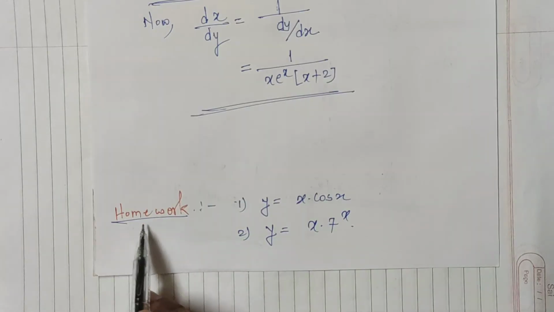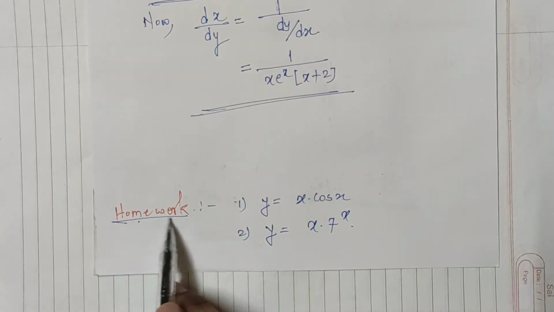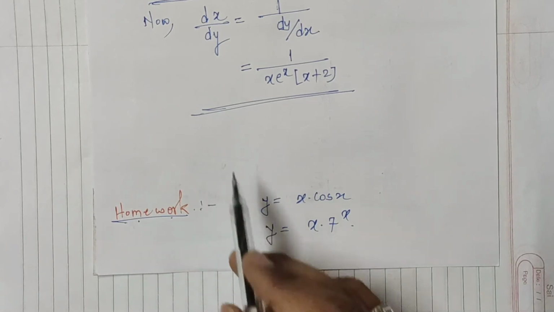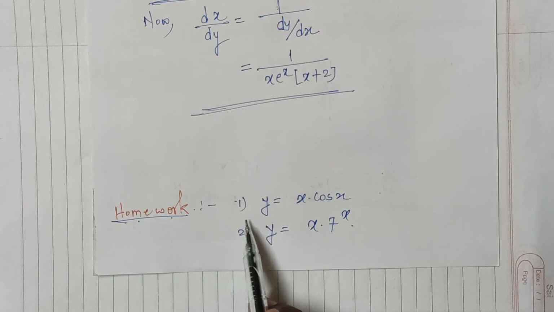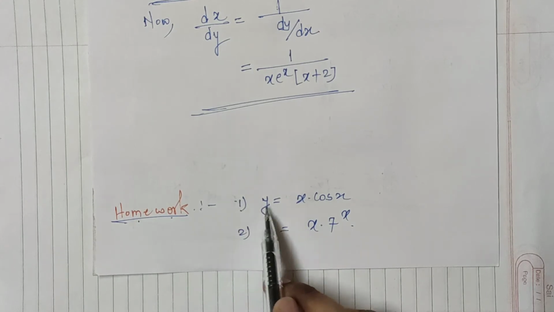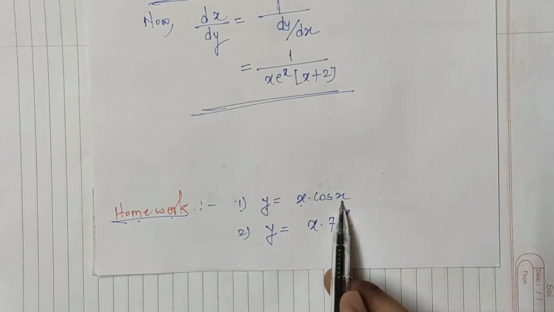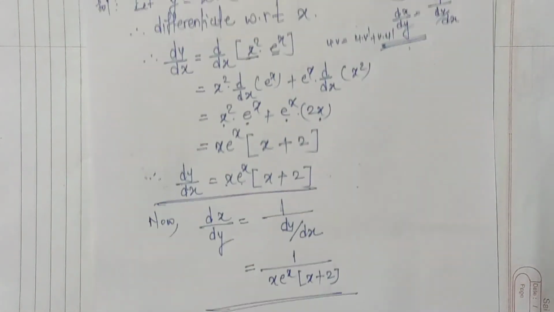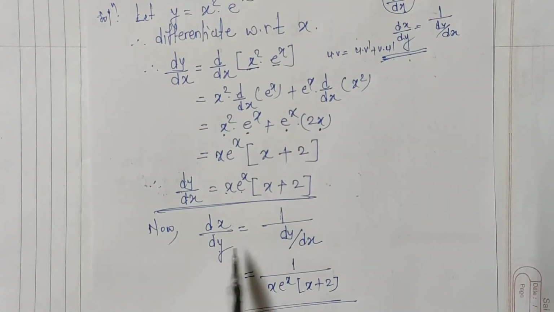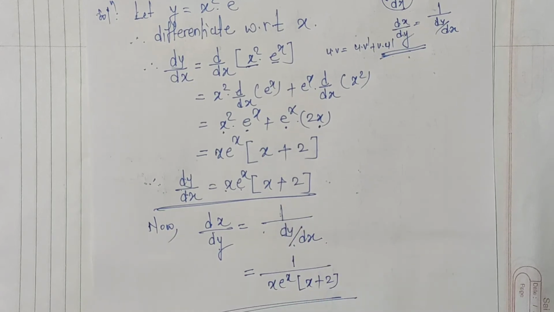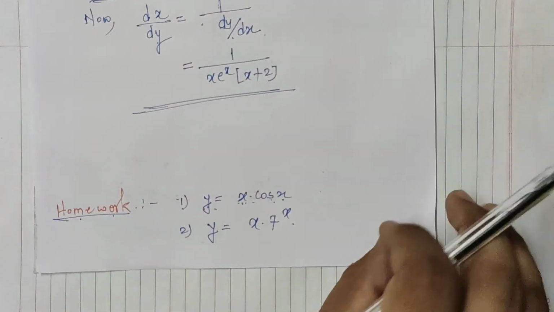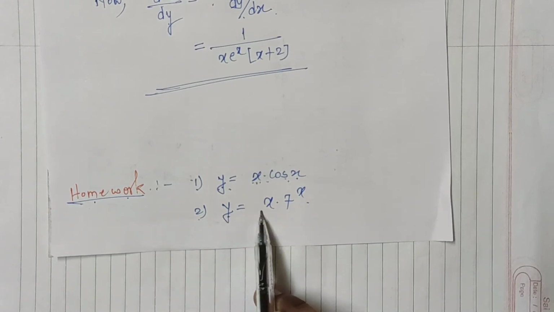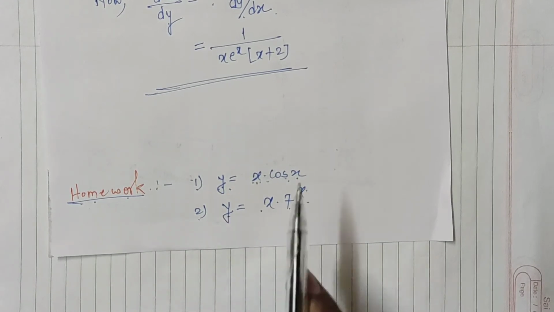Then the next example, take as homework. You have to find the derivative of the inverse function, the same as the above problem we already solved. First example, y is equal to x into cos x. Here you cannot convert x in terms of y, so use this formula: dx upon dy is equal to 1 upon dy upon dx. And the second example is y is equal to x into 7 raised to x.